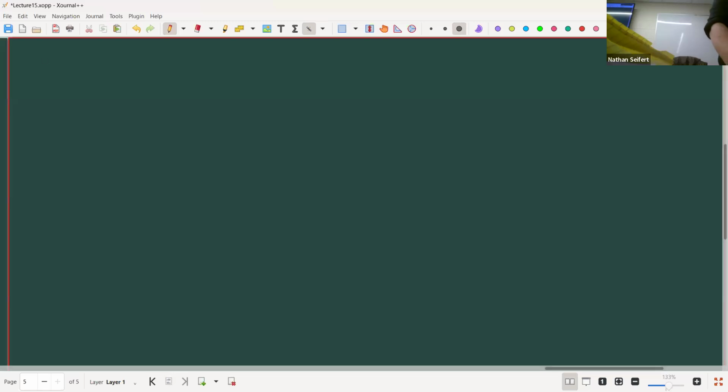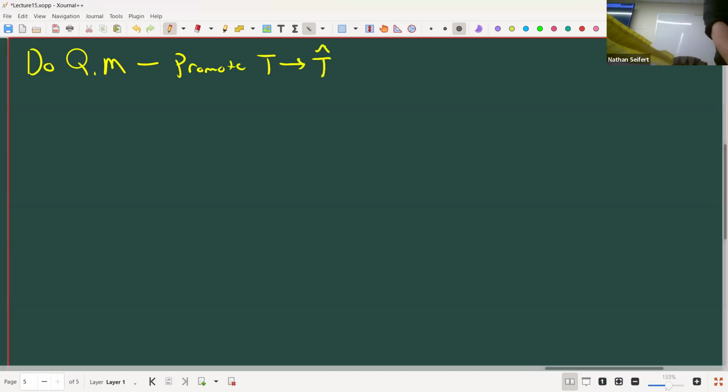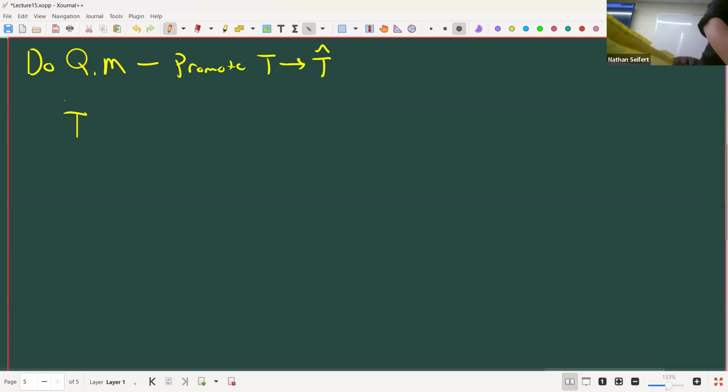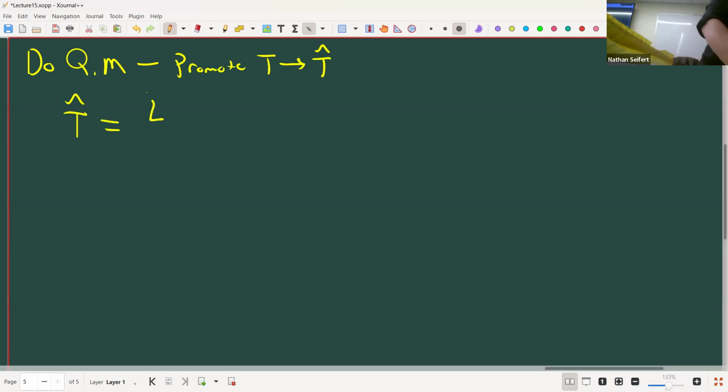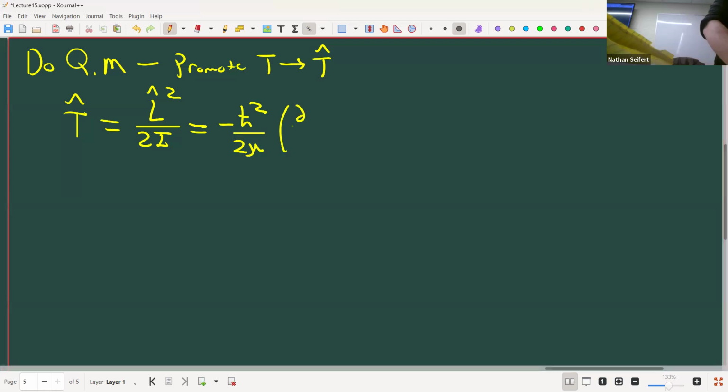All right, so the idea is we're going to do quantum mechanics and promote T to an operator T hat. And for T hat we're going to have a new operator for L, which we square and divide by 2I. Well, we know what kinetic energy is. Kinetic energy as an operator also is equal to minus h bar squared over 2 mu times d by dx, second derivative.